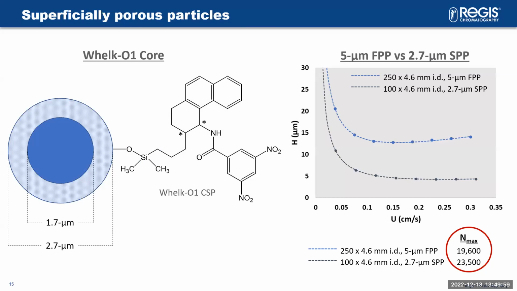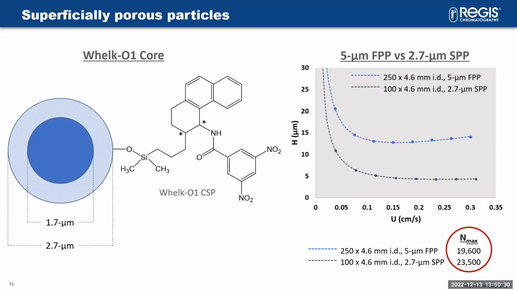Now, seeing the disadvantage of using smaller particles at higher pressure, which is the eventual loss of efficiency if there is some compromised bed structure, an alternative to using sub-2 micron particles that do require those elevated pressures is to use something like 2.7 micron superficially porous particles. And so on the work I'm about to show, we compared results for Pirkle type, this is the Whelk-O type phase.